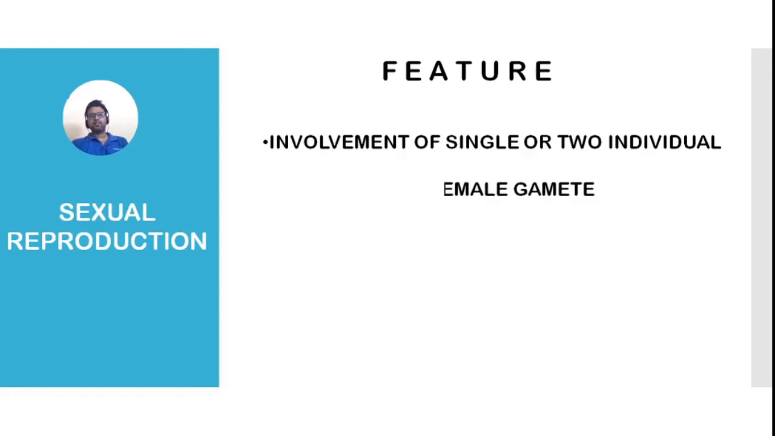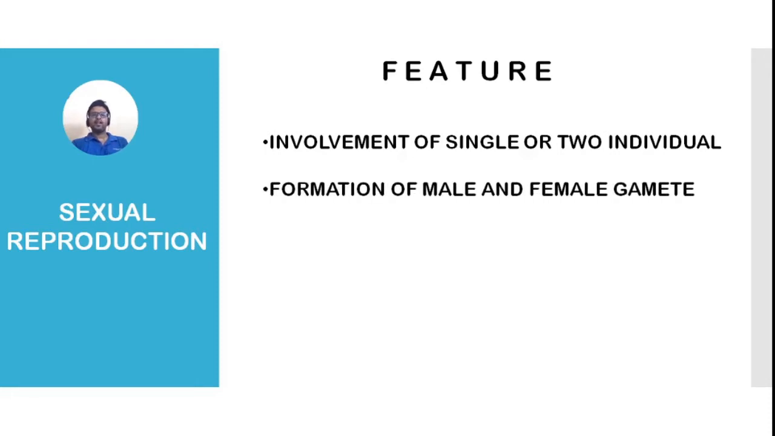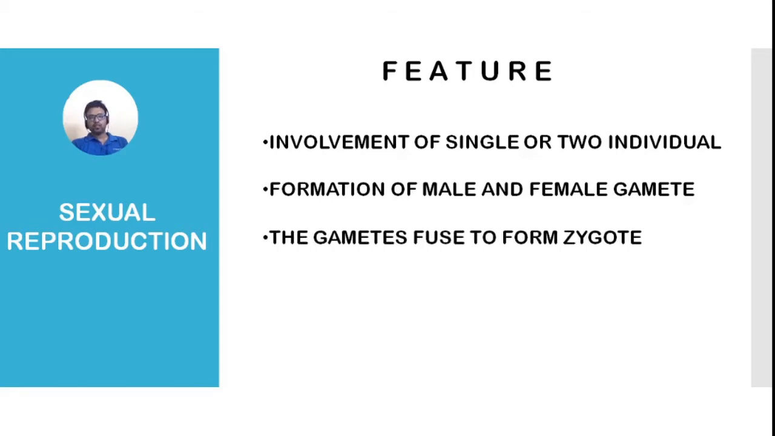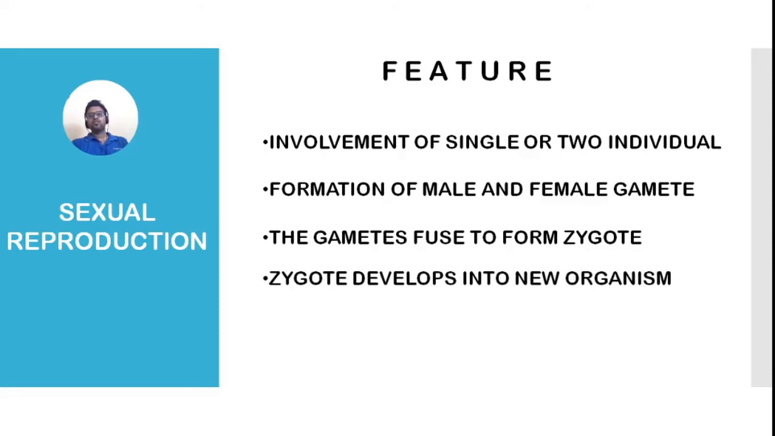The second point is, there is formation of male and female gametes, and these male and female gametes fuse to form the zygote, and now this zygote matures and finally gives rise to a new organism.